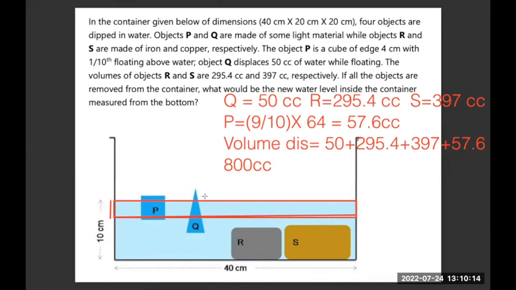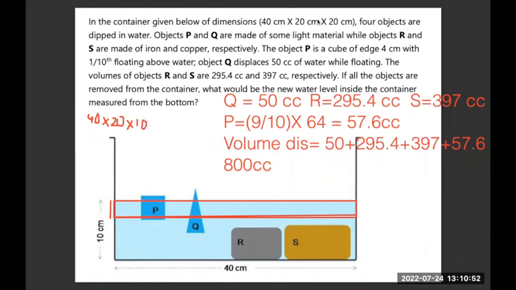Let me just write one second. What is given is 40 by 20 by 20. That is the tank's volume. In it, instead of 20, if I take 10, that is 40 by 20 by 10, that is the volume of water.